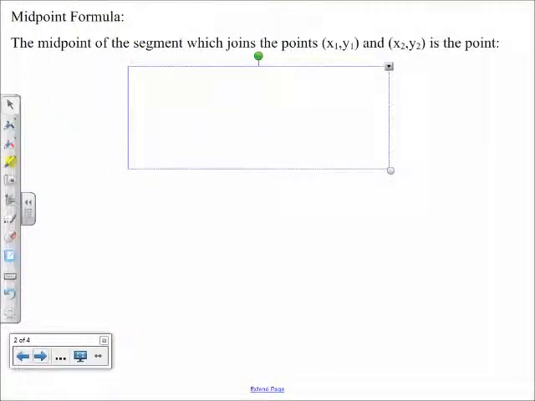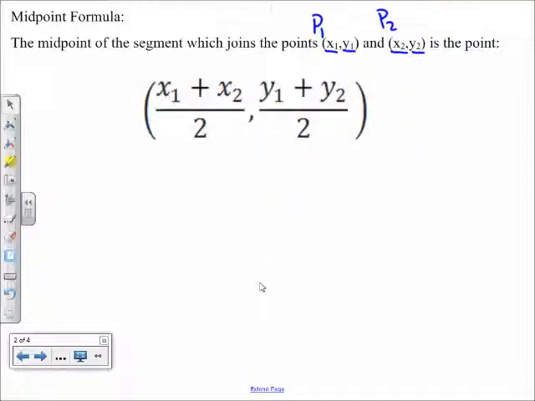In general, if we want a general equation for midpoint, if I have 2 points P1 with coordinates x1, y1, and P2 with coordinates x2, y2, the midpoint of these 2 general coordinates is the average of those 2 values. x1 plus x2 over 2 is the average of the x coordinates. y1 plus y2 over 2 is the average of the y coordinates.